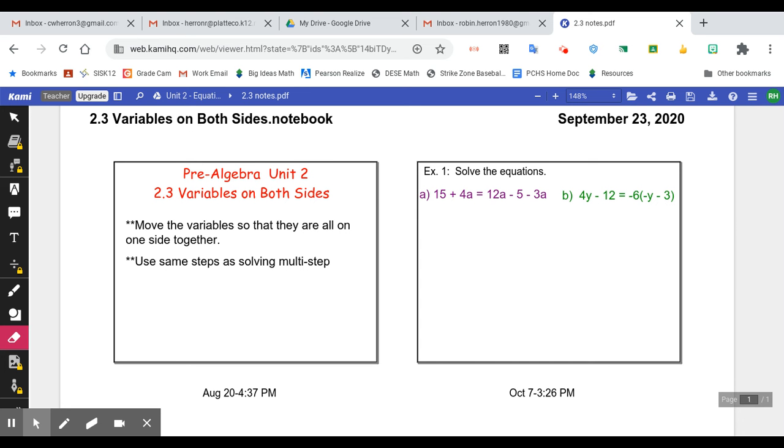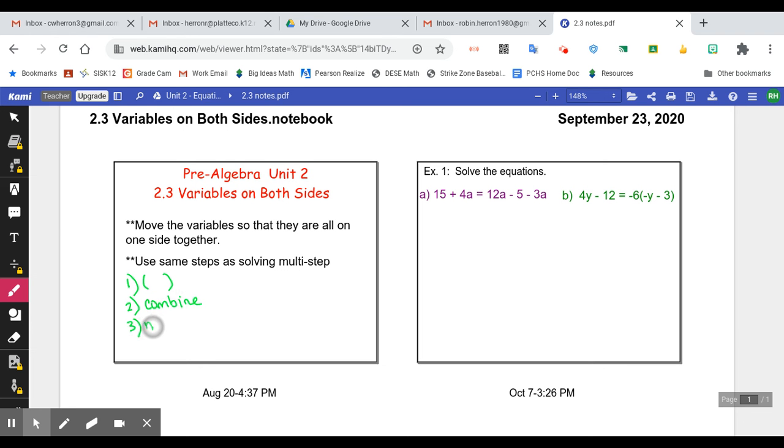Okay, we have 2.3 today, variables on both sides. So same exact steps that we've been talking about with multi-step, okay? So if you're thinking about what we were talking about yesterday, the parentheses would be first, okay? So anything you have to multiply would go first. Number 2 would be to combine like terms.